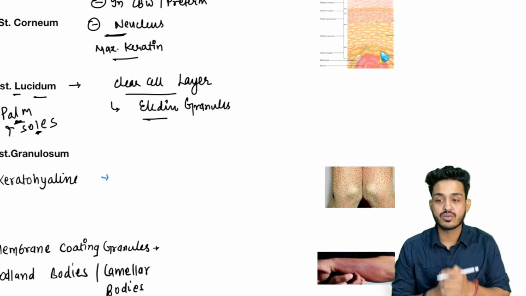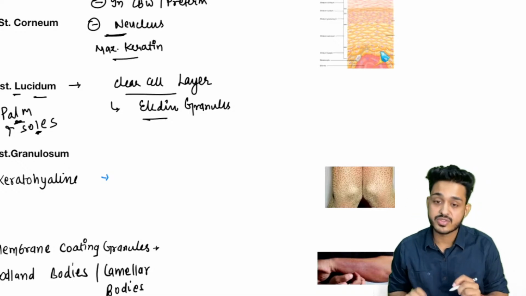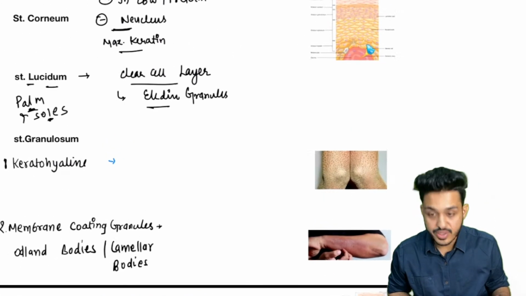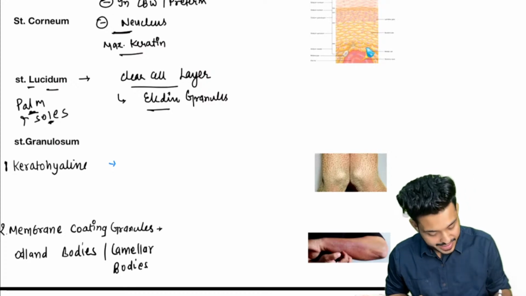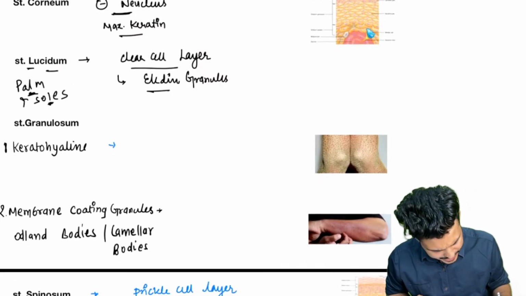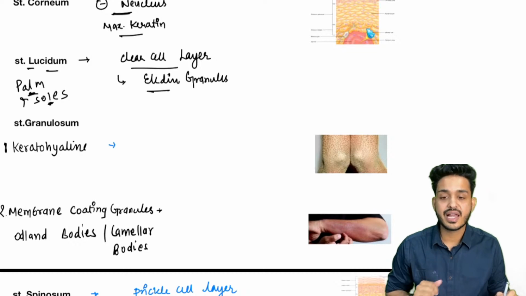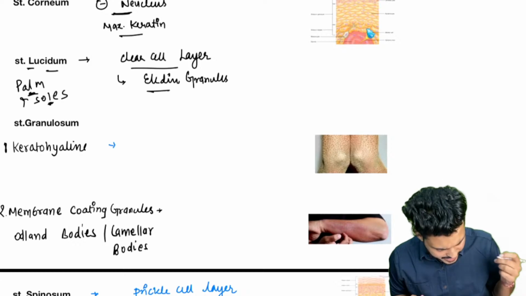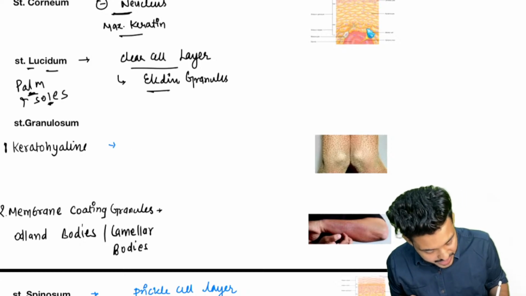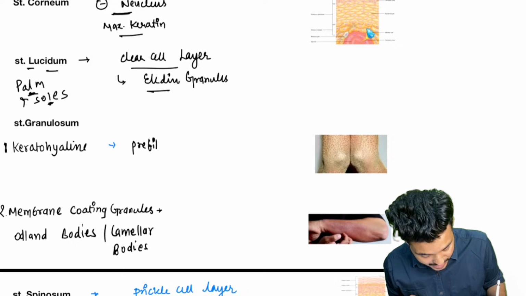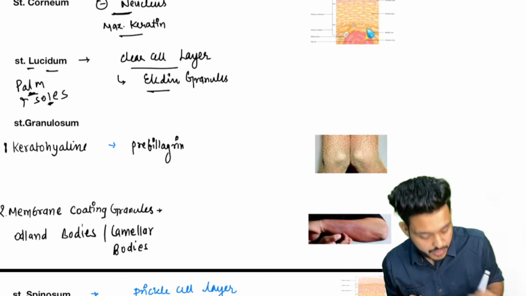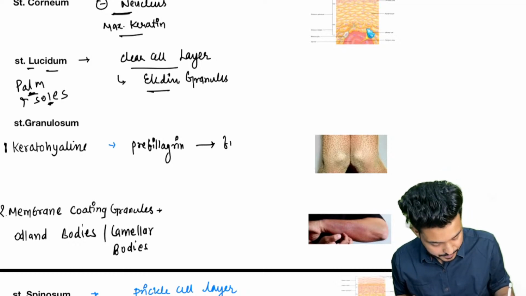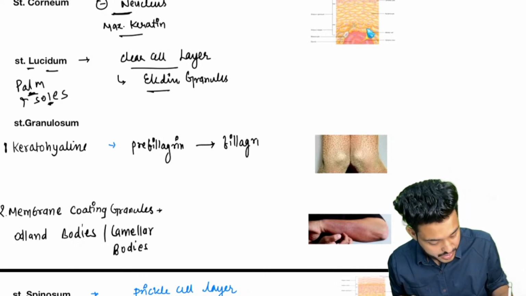Next one is your stratum granulosum. In stratum granulosum guys, we are having two types of granules. First one is your keratohyaline granules. Keratohyaline granules will be helping in the formation of filaggrin. Now let's understand what filaggrin is. So we are having profilaggrin here, that would be converting into the filaggrin.